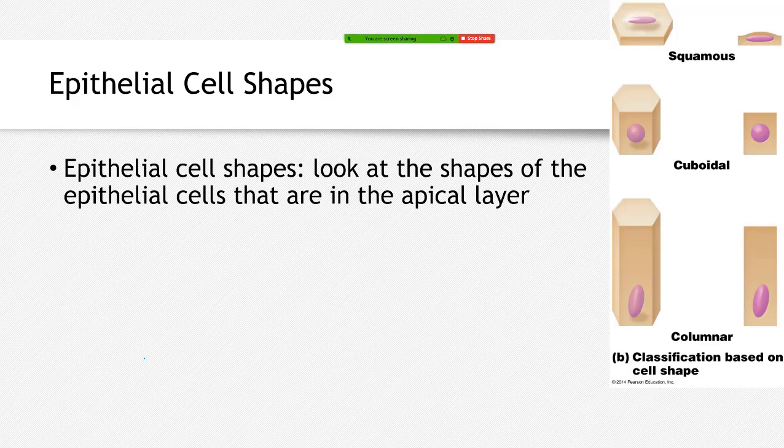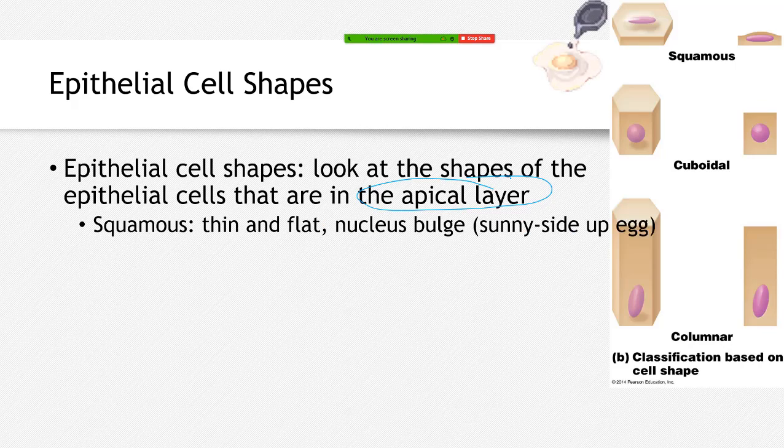All right. The next categorization of epithelial tissue is their shape, what they look like. And we want to always look at it on the apical surface. If you remember, what does apical mean? It means the top surface. Yeah, it means the things on the top. Very good. So we're going to be looking at those cells on the top surface of the epithelium to see what shape they are.